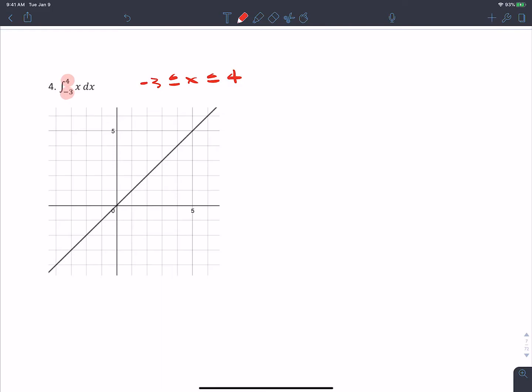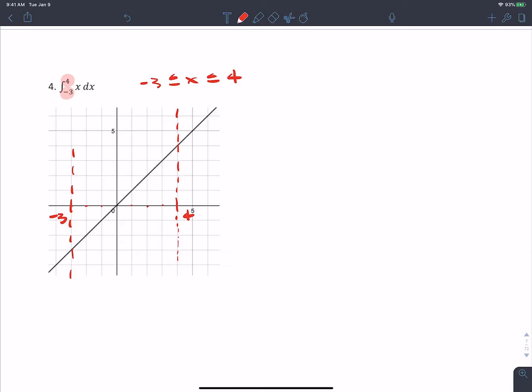So we have to find where -3 is. 1, 2, 3, right here. There's -3. We have to find where +4 is. 1, 2, 3, 4. So we're going to go and draw these vertical lines. And what you guys notice now here is a couple of things here.